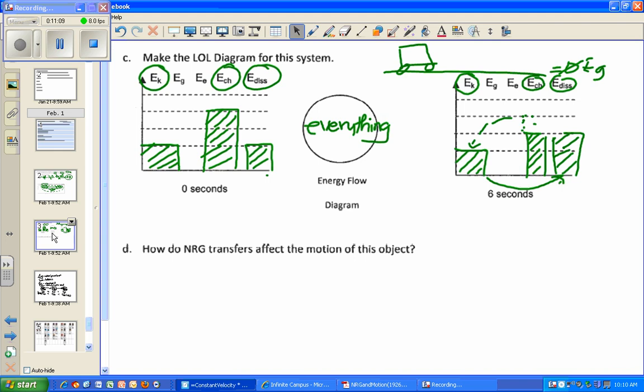Thing to remember when you're talking about objects with constant velocity in terms of the energy is that the EK is always the same. It has to have the same amount of EK because that's what's making it move, right? It's that energy that's stored in its motion. If the motion is constant, the amount of EK has to be constant.